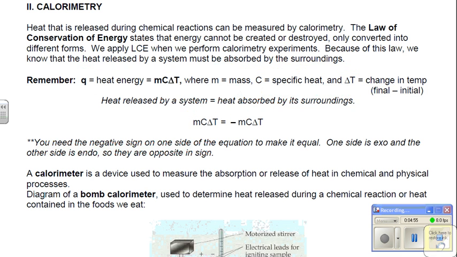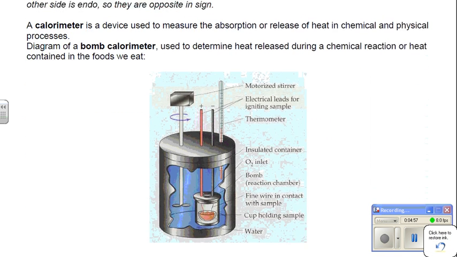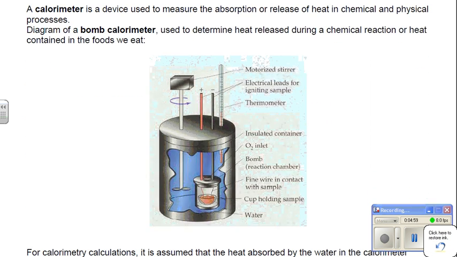So what is a calorimeter? We've talked about how to do these calorimetry problems, we haven't talked about a calorimeter at all.